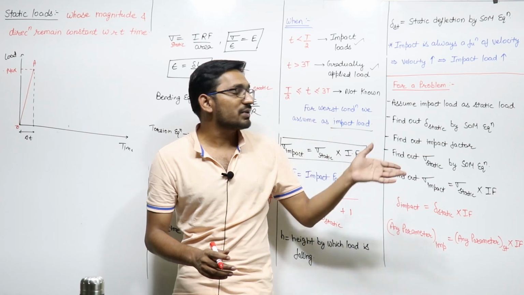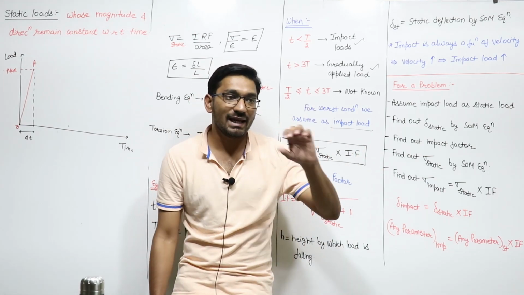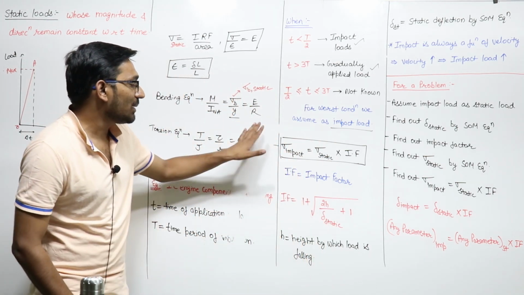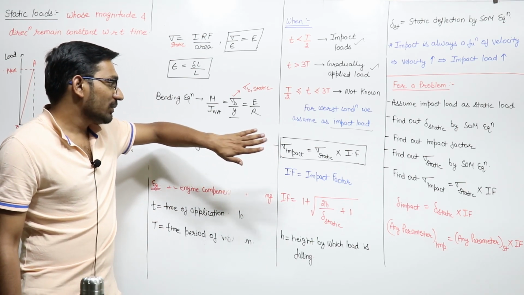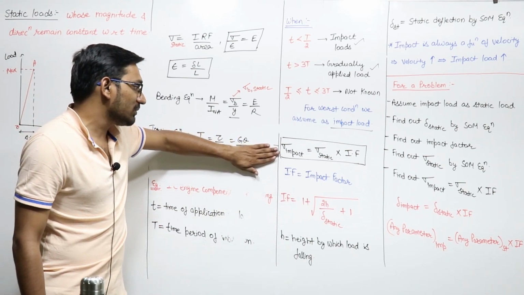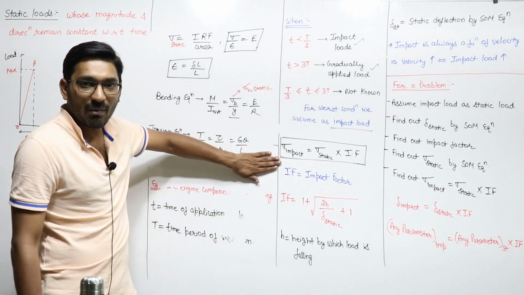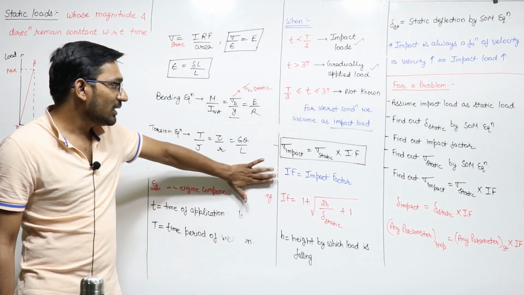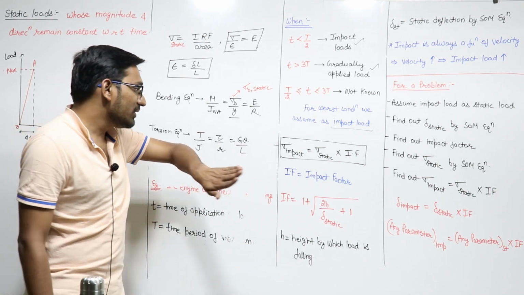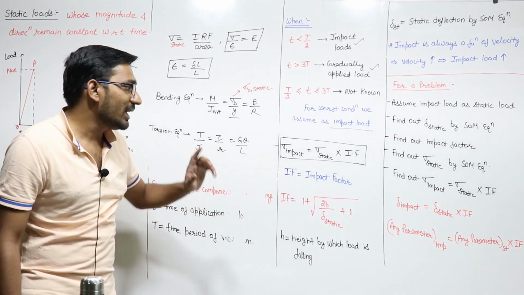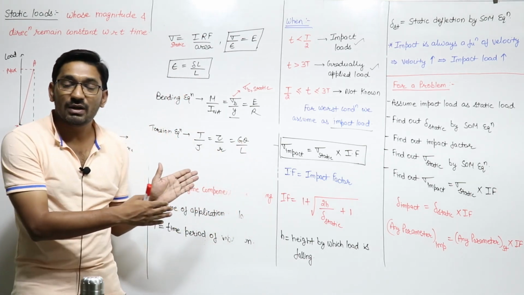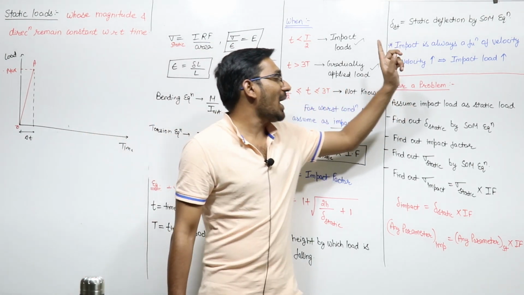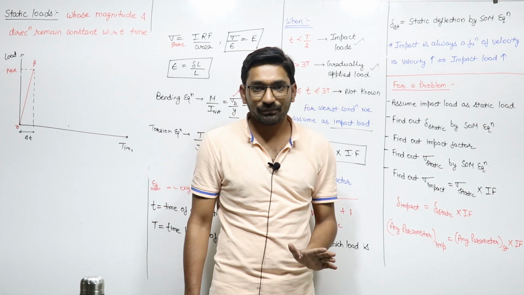So if you increase the velocity of the object which is applying the impact load, then the impact load magnitude will increase. Suppose this is the board. If I apply the impact load with very less velocity, and if I apply the impact load with a very high velocity, striking this board, then the impact load acting on this board will be more. So impact load is a function of velocity. If you increase the velocity, the magnitude of the impact load will increase, right?